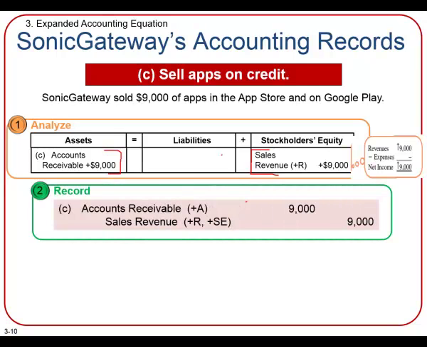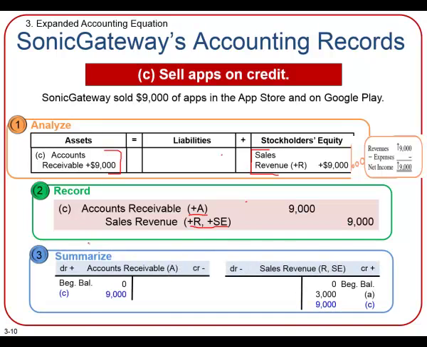The general journal entry is to debit the accounts receivable account because it's an asset, and then to credit sales revenue because it increases also. We summarize the transaction in our T accounts. Our debits equal our credits.